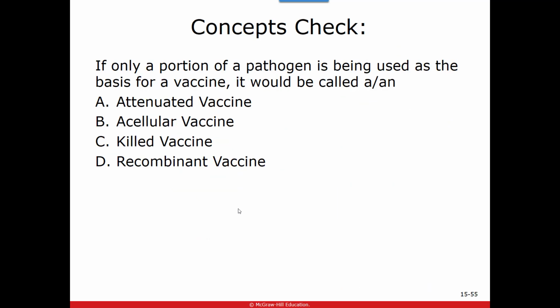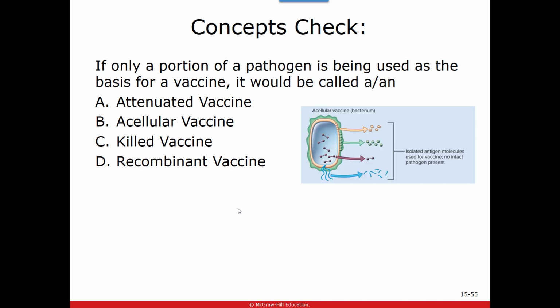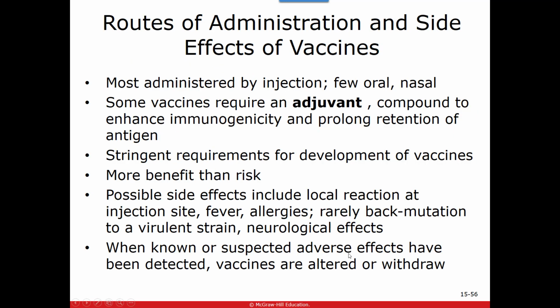Now, administering vaccines and some side effects that can come from vaccines. Most are administered by shots. A few of them are oral or nasal. I know the flu is now nasal. Some vaccines do require something called an adjuvant. It's a compound that's added to increase the immunogenicity, meaning how effective it is at activating our immune system, and how long that vaccine and that triggering of our immune system lasts.